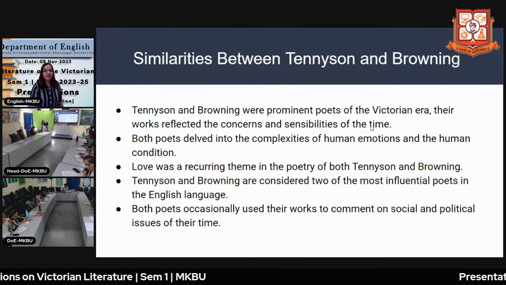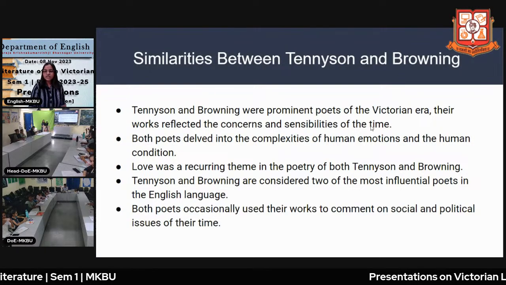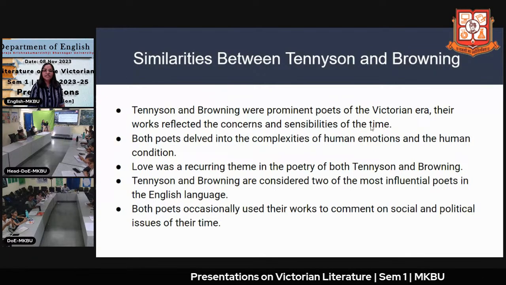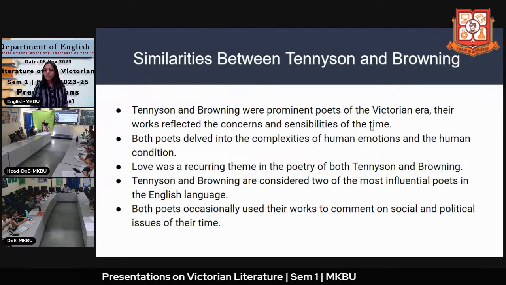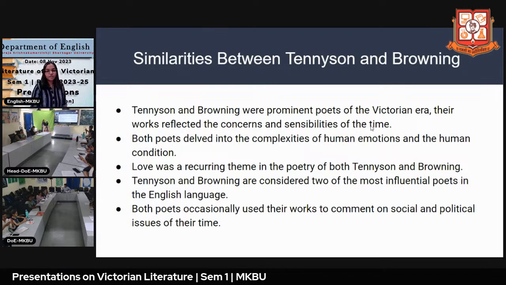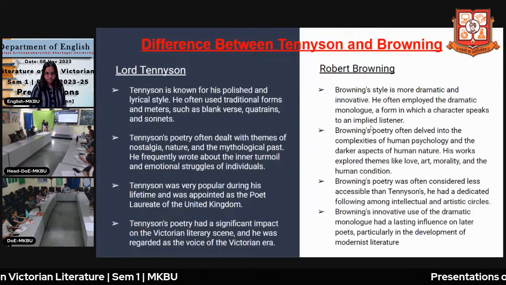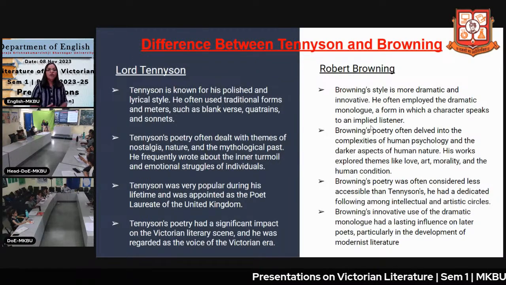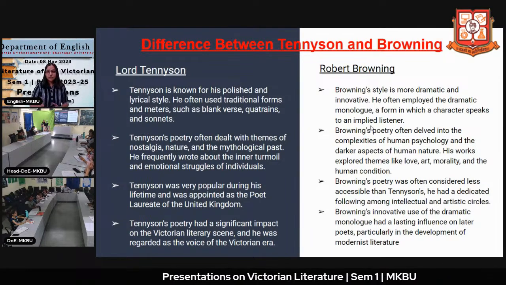Tennyson and Browning are considered two of the most influential poets in the English language. Both poets occasionally used their works to comment on the social and political views of their time. Differences between Tennyson and Browning: Lord Tennyson and Robert Browning.